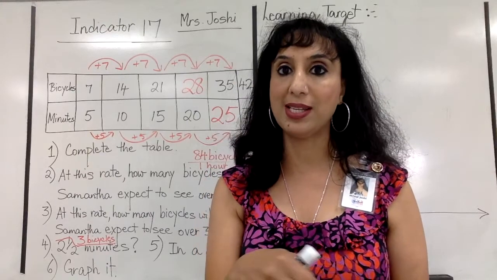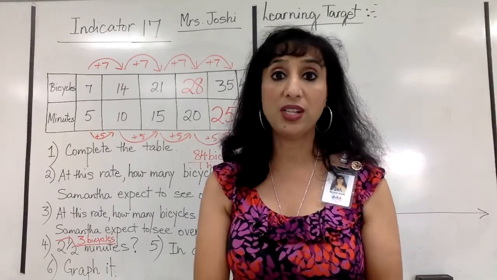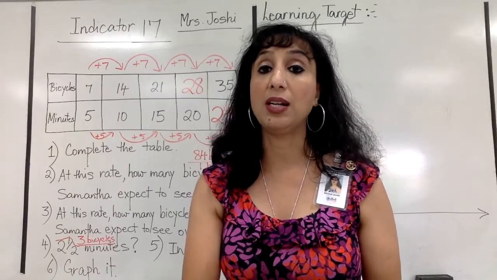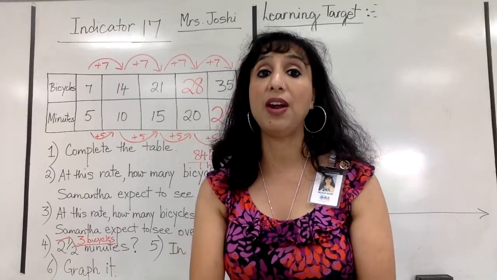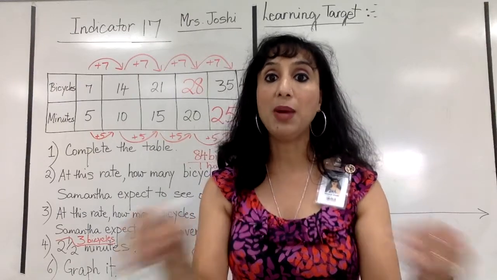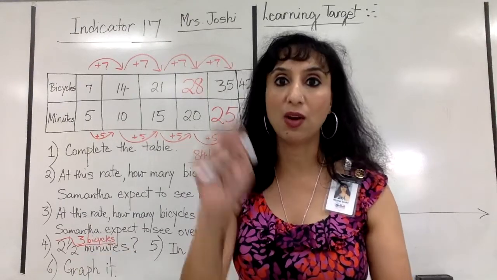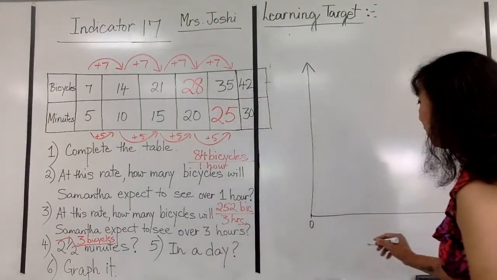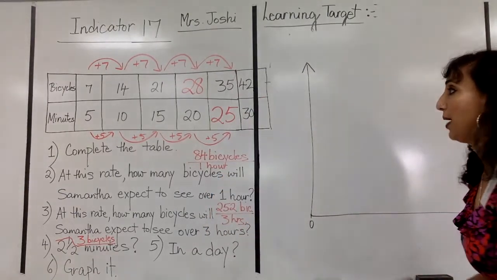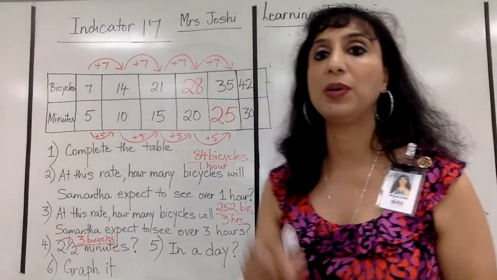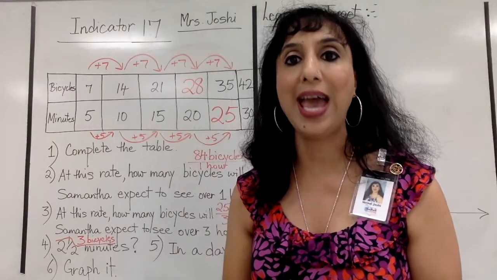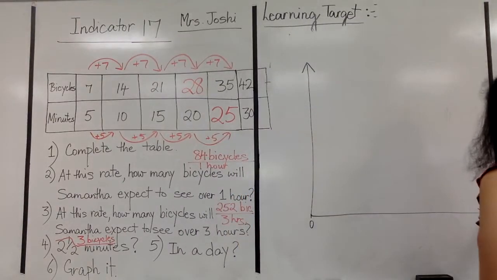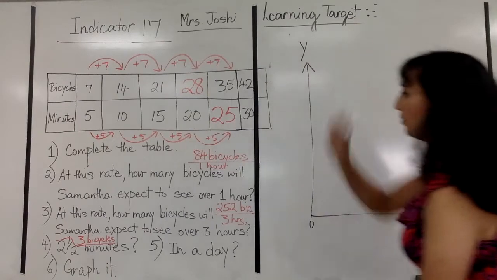We'll talk way more about this later on. Okay, what's the difference between independent and dependent variable? The dependent variable actually depends on the independent variable. So how many minutes will determine how many bikes are going past that area. So that is why minutes is your independent variable, and independent variable always goes on the x-axis. Okay, so this is your x-axis, this is your y-axis.